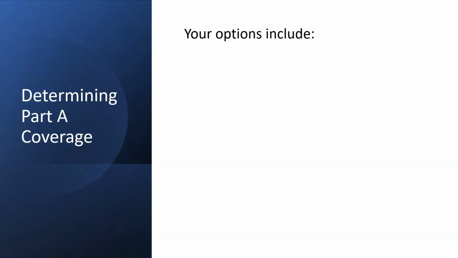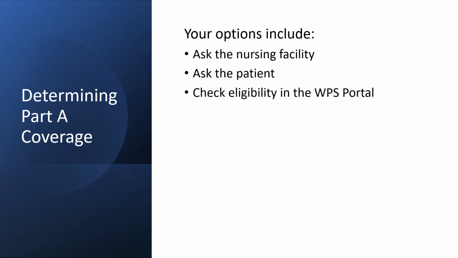Your options for checking if Medicare Part A is covering the stay include asking the nursing facility if Medicare Part A is paying them, asking the patient, or checking eligibility in the WPS GHA portal. The portal is the secure section of the WPS GHA website, www.wpsgha.com. The information in the portal is only available after the skilled nursing facility submits a claim for the medically necessary inpatient care.